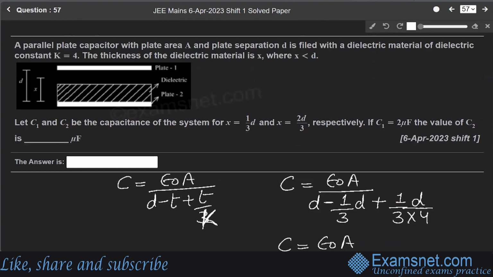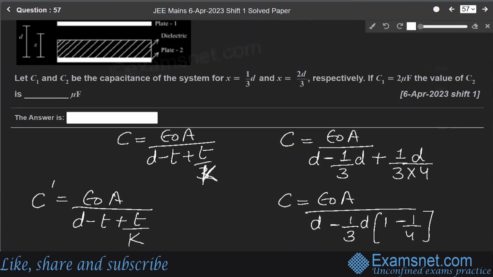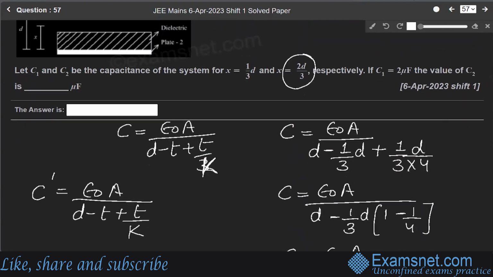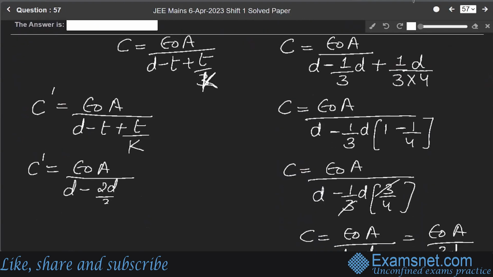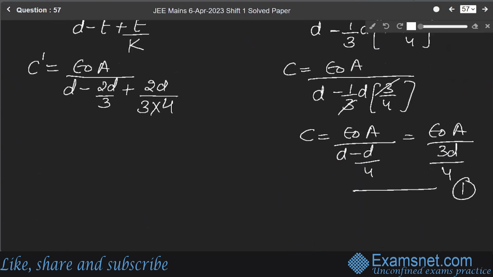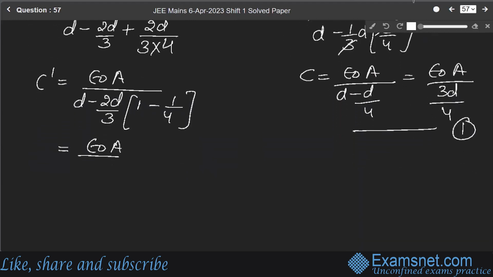Now the new capacitance C dash will be equal to epsilon naught A over (d minus t plus t by k). The new thickness is 2d by 3. So here we write C dash equals epsilon naught A over (d minus 2d by 3 plus 2d by 3 into k). The dielectric constant is 4, so C dash is equal to epsilon naught A over d minus, taking 2d by 3 common, (1 minus 1 by 4). It will be equal to epsilon naught A over (d minus 2d by 3 times 3 by 4).